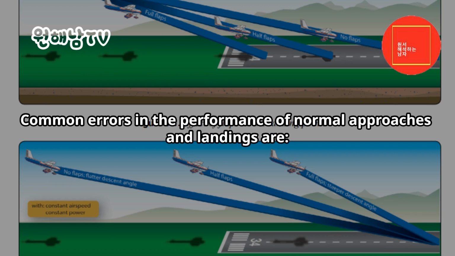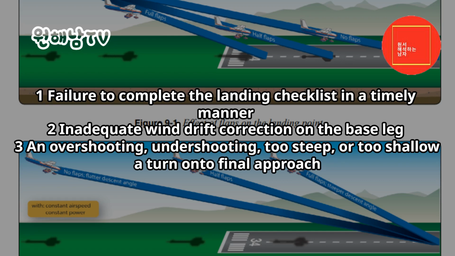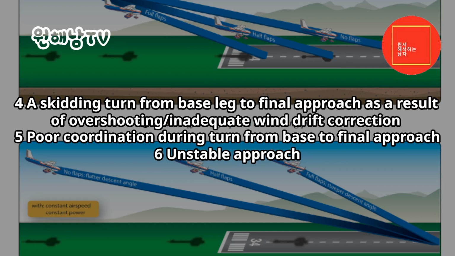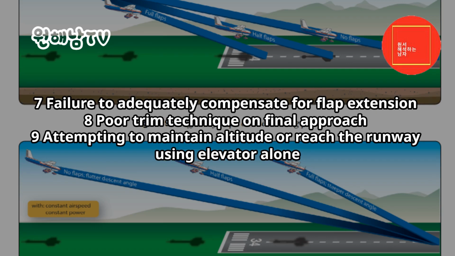Common errors. Common errors in the performance of normal approaches and landings are: 1. Failure to complete the landing checklist in a timely manner. 2. Inadequate wind drift correction on the base leg. 3. An overshooting, undershooting, too steep, or too shallow a turn onto final approach. 4. A skidding turn from base leg to final approach as a result of overshooting or inadequate wind drift correction. 5. Poor coordination during turn from base to final approach. 6. Unstable approach. 7. Failure to adequately compensate for flap extension. 8. Poor trim technique on final approach.